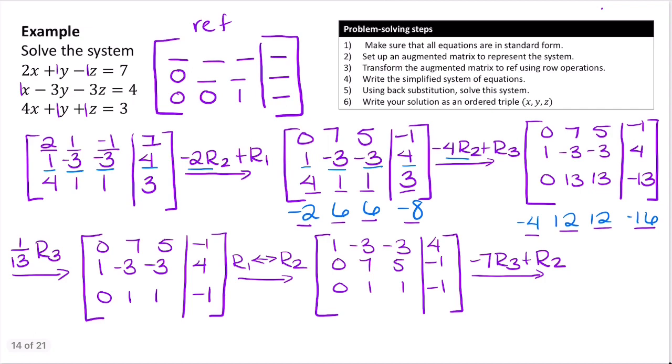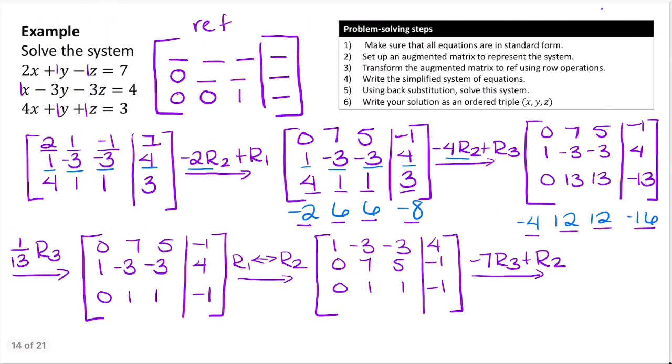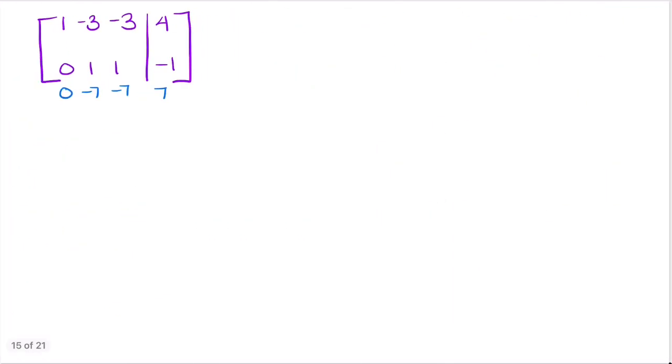Remember, in this case, I need -7 of R3. So I'm going to do -7 times R3. That's 0, -7, -7. And -1 times -7 is just going to be +7. Now I'm going to take all those values from row 2. Remember that was 0, 7, 5, -1. I'm just going to write them down here with my scratch work so you know what I'm talking about. Then I'm going to add these values together. That's going to be my row 2 now. So I have 0, -7 plus 7 is 0, -7 plus 5 is -2, and 7 plus -1 is going to be 6.